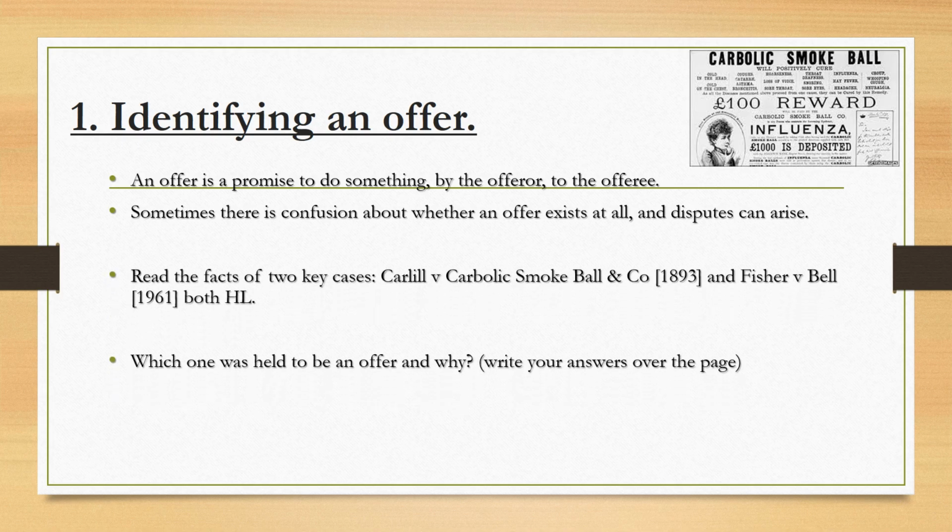So the kind of two key cases that you need here to help you with identifying whether an offer exists is the case of Carlisle against Carbolic Smokeball and Company. And that was an old case, you see, 1893. And then we have the later case of Fisher and Bell. Both of these were, as it was then, the House of Lords. These were key cases. And what we're going to look at is which one was held to be an offer and why. But these really have shaped the area of law. So I would say these are the two key cases that you need in this area, certainly when identifying whether an offer has been made.